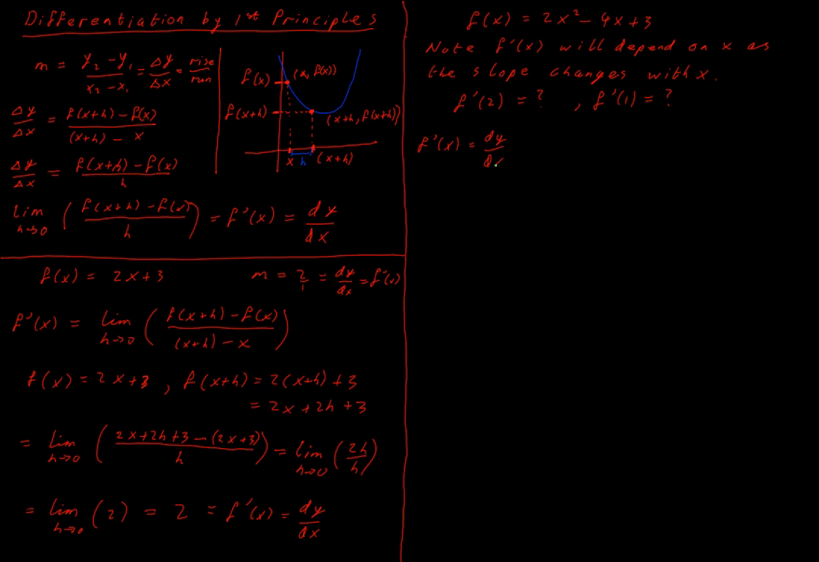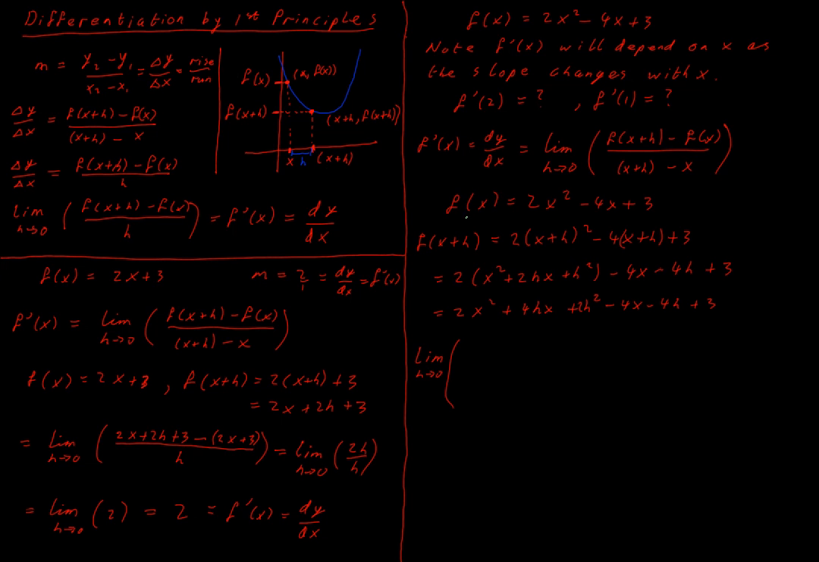we're going to use our limit of our slope formula. So the limit, as h tends to 0, of f of x plus h minus f of x all over x plus h minus x. Again, normal slope formula, just written in function notation. I'm going to write out what my f of x plus h and my f of x are. So I've written out my f of x, and I've written down my f of x plus h and simplified it down as much as I am able to.